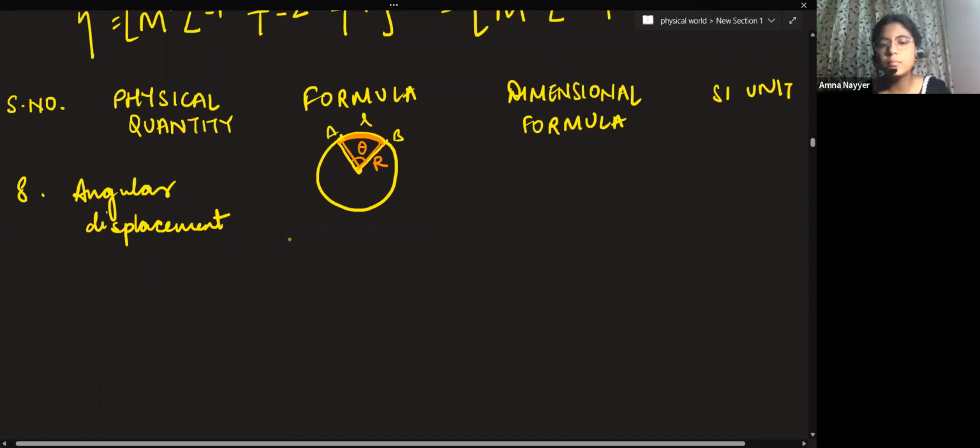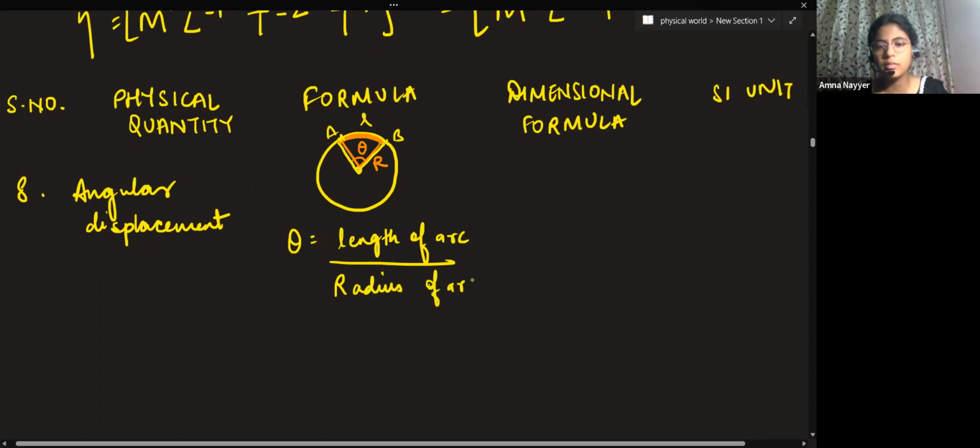Now, angular displacement's formula is what? This is the length of the arc. Length of arc, this L, divided by the radius of the circle or the arc, whatever you have. So see, dimensional formula will be what? Length's dimensional formula is capital L, divided by, what will I write for radius? Which dimension? M, L, T, or none of them?